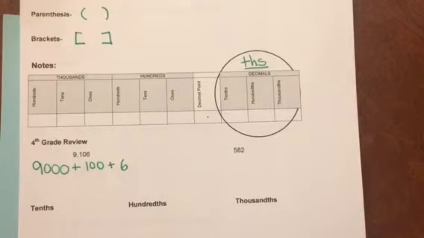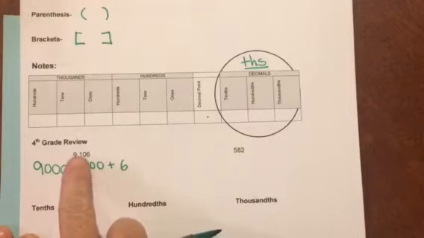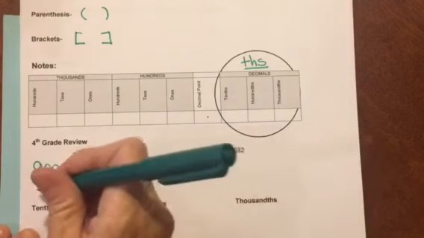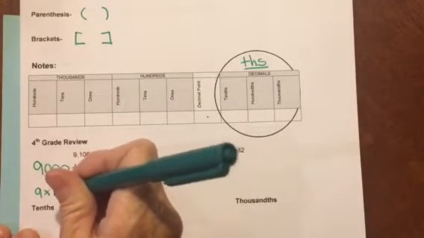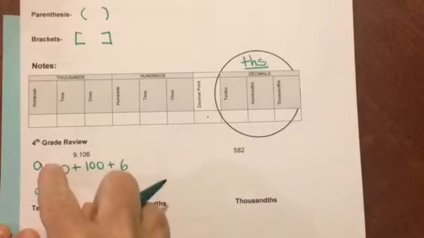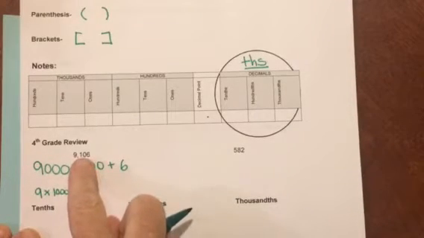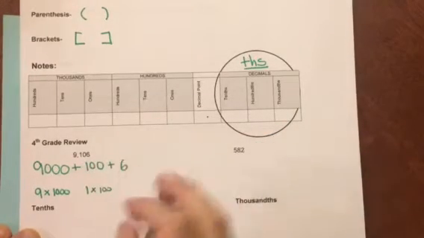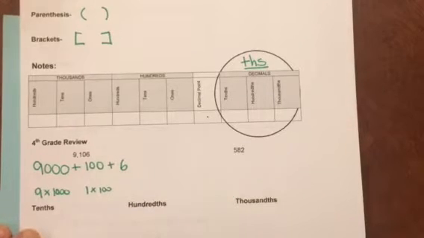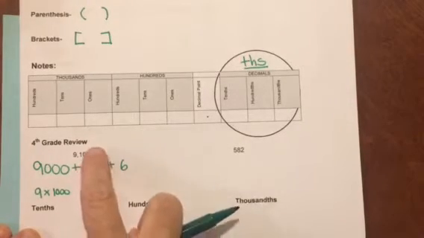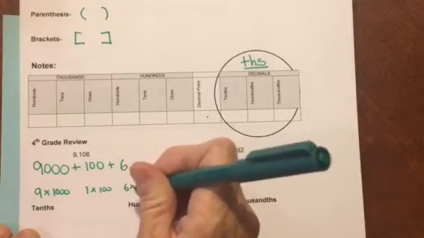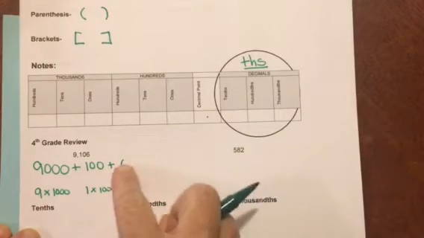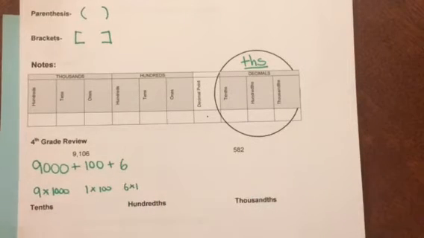Okay, that's 4th grade. Now, if we really stop to think about this though, how did you get the 9,000? Well, you got the 9,000 because you had 9 thousands. So really what you had was 9 thousands, which got you 9,000. Here you had a 1 in the hundreds place value, so you had 1 hundred, which ended up equaling 100. And here you had a 6 in the ones place, so you had 6 ones, or 6 times 1, which equaled 6.